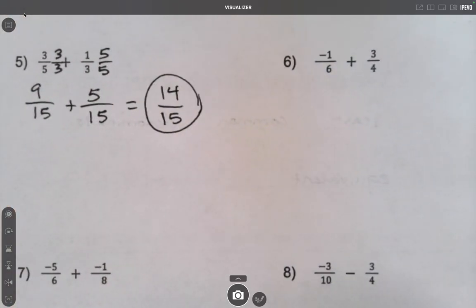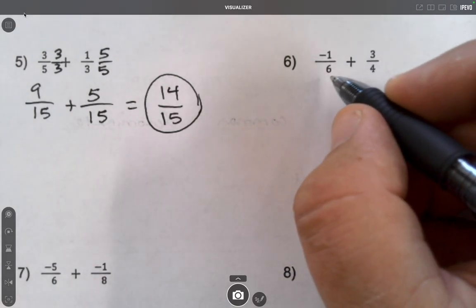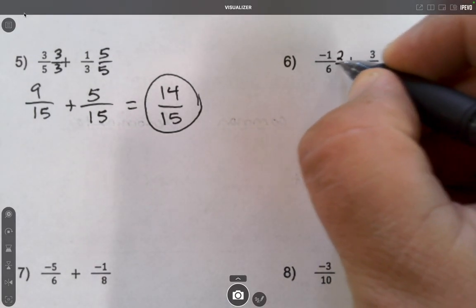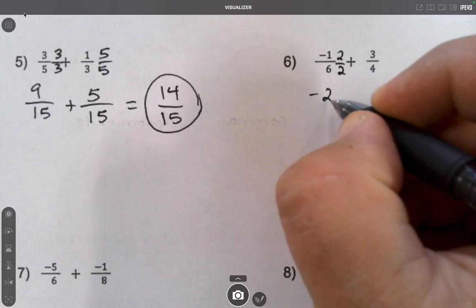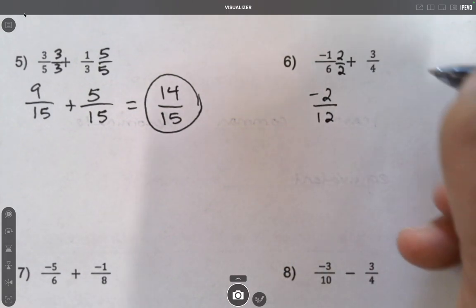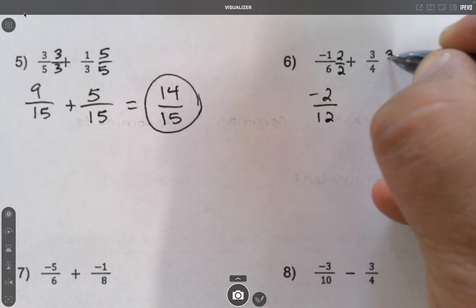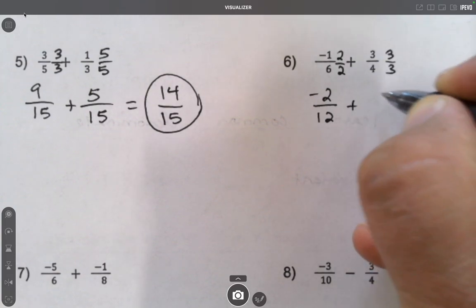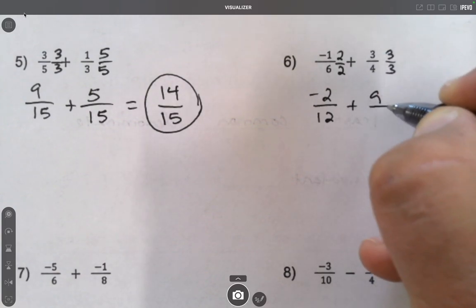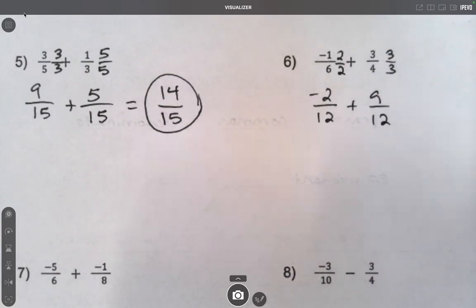On number 6, we have different denominators, so we have to think what's the least common denominator. The smallest number that both 6 and 4 go into evenly is 12. So to turn 6 into a 12, I multiply by 2. To turn 4 into a 12, I multiply by 3. 3 times 3 is 9. 4 times 3 is 12.